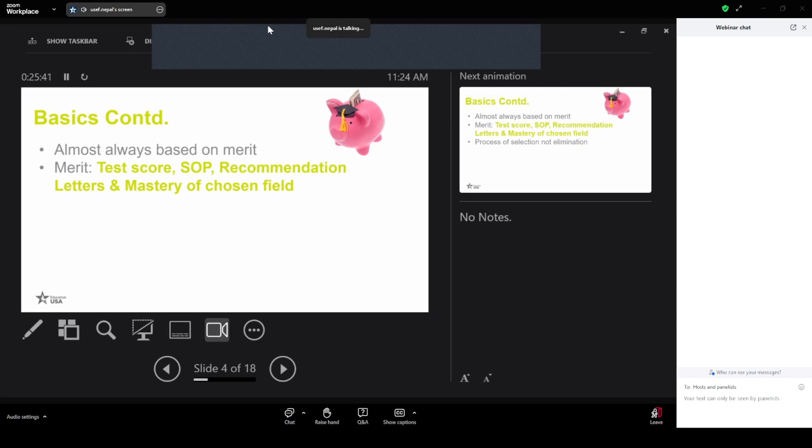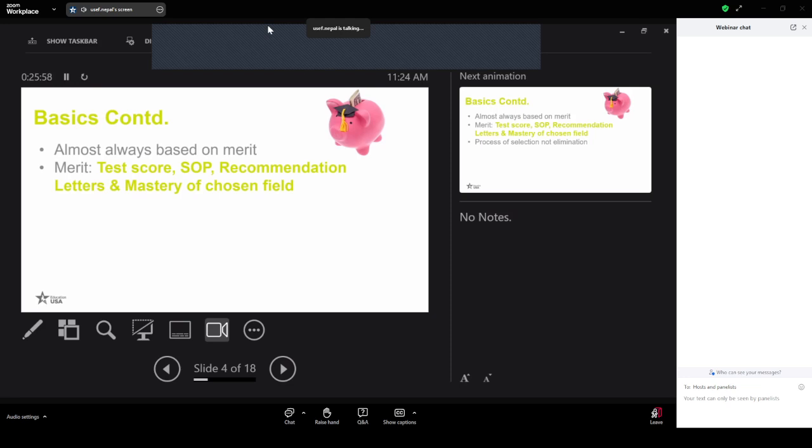Okay, recommendations. Usually, you could be asked for 3 recommendations. If that is the case, 2 could come from your professors who have taught you. Okay, so go to your professors, speak with them.